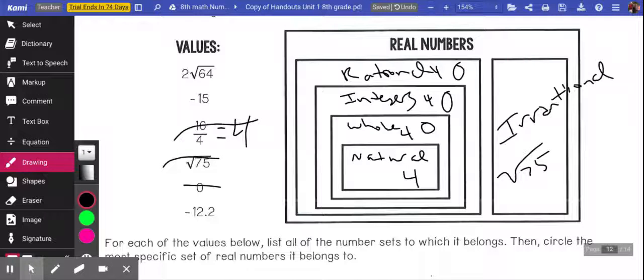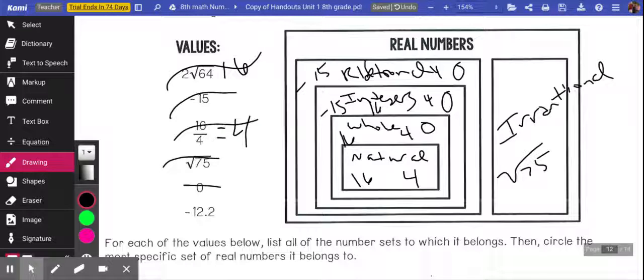-15. Well, that's not natural, nor is it whole. So it is an integer, and it's rational. Okay, 2 square root of 64. Well, we know that that is 8 times 2, which is 16. So that is natural, whole, integer, and rational.